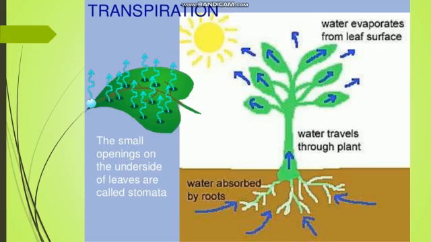Here is another picture showing the process of transpiration. The roots transport the water through the stem to all the parts of the plant, and from the leaf the water evaporates through the small openings which are known as stomata.